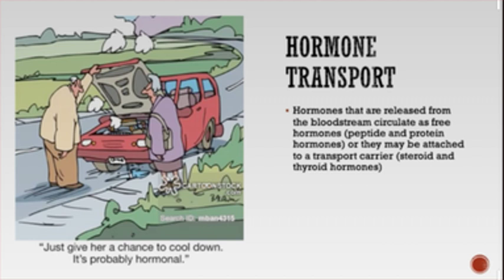So now let's talk about how hormones are able to transport themselves. This is talking about the ones that need to go into the bloodstream. The hormones are released into the bloodstream, and then they circulate as free hormones, whether they're peptide and protein hormones, or steroid and thyroid hormones have to be attached to a transport carrier.